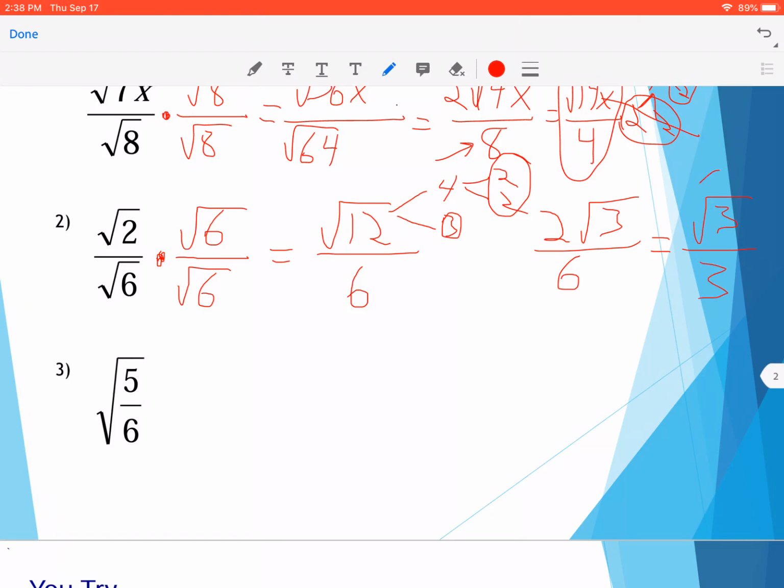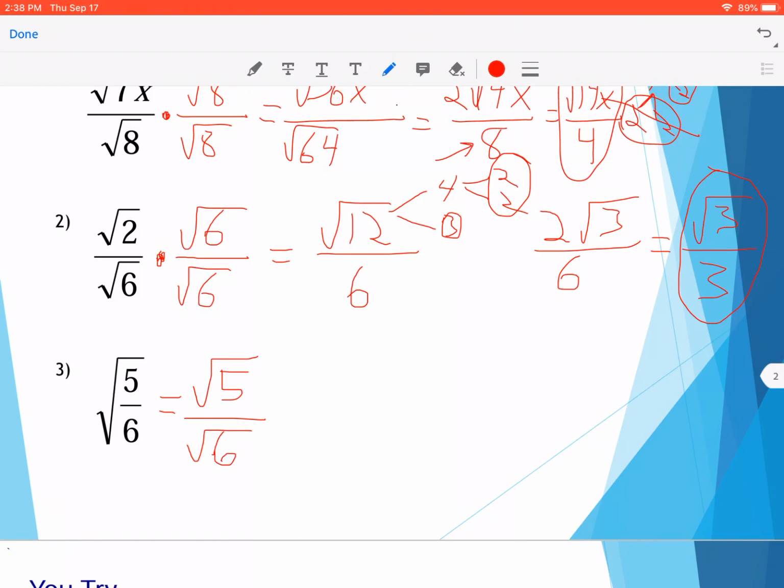And again, the 3's don't cancel. Why do the 3's not cancel? Because on top, that's a radical 3. On the bottom, that's a regular 3. Those two don't go together. Okay, on number 3, you'll sometimes see problems where they put the radical and the entire fraction is inside the radical. That's the same as if you separated them. So if you want to just separate them, it means the same thing.